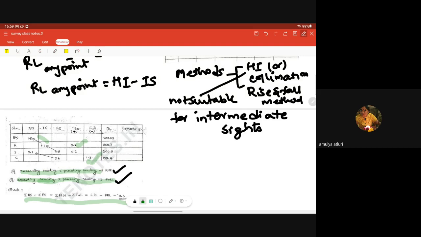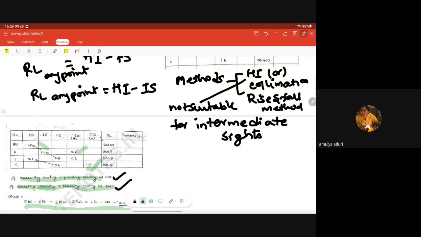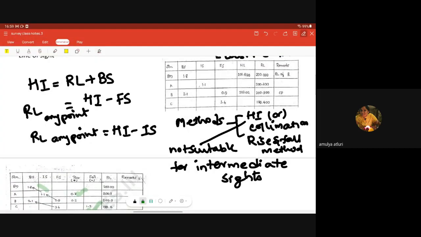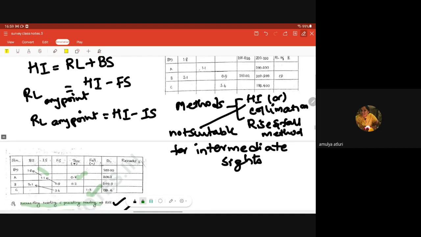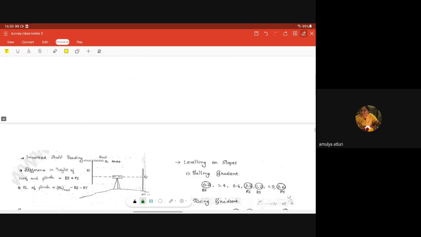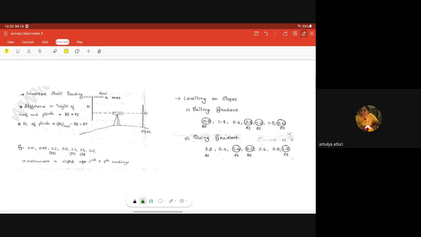You need to remember to note the points, foresight and backside, and you need to remember what is rise and what is fall in the rise and fall method. And in the height of instrument method, the height of instrument HI is equal to RL plus BS, and the reduced level is equal to HI minus FS. So you need to remember all these things. These may be asked in the questions, the bits of it. The concepts are very important here.